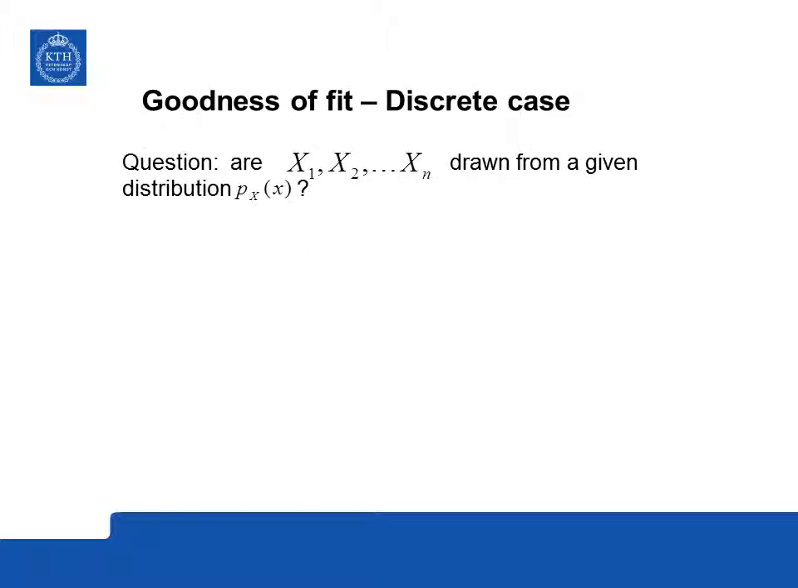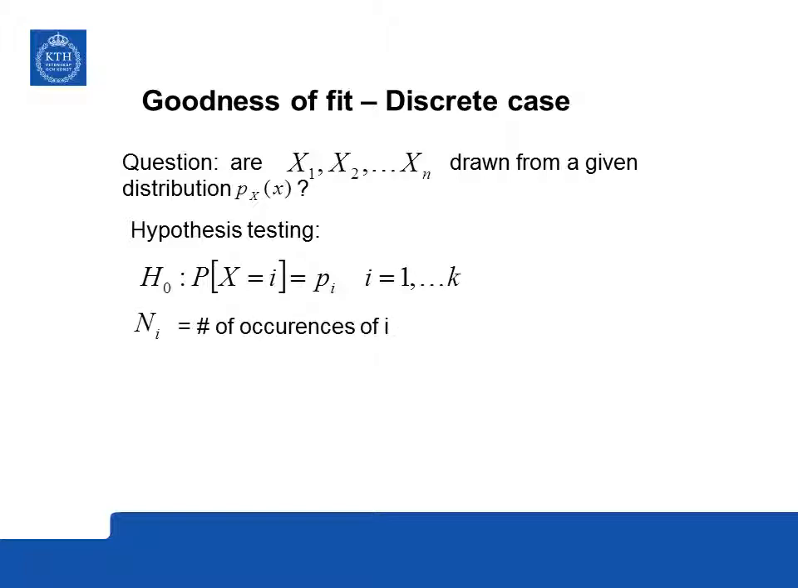So let us apply our hypothesis testing method to our first question. The question whether X1, X2, and Xn, an observation we make of a discrete random variable, are they drawn from a given distribution PX? We formulate a hypothesis H0, that is simply that the probability of X equal to i is pi. It's a simple definition of the distribution.